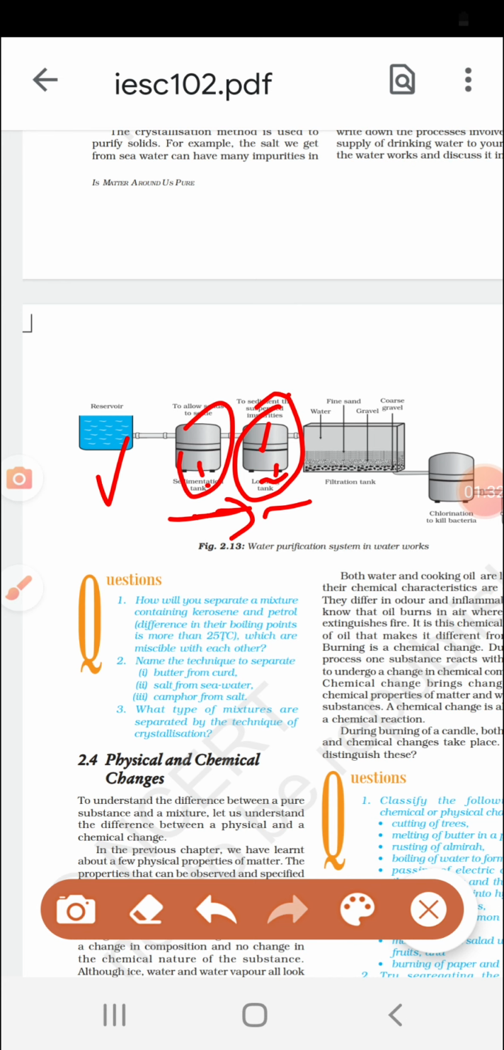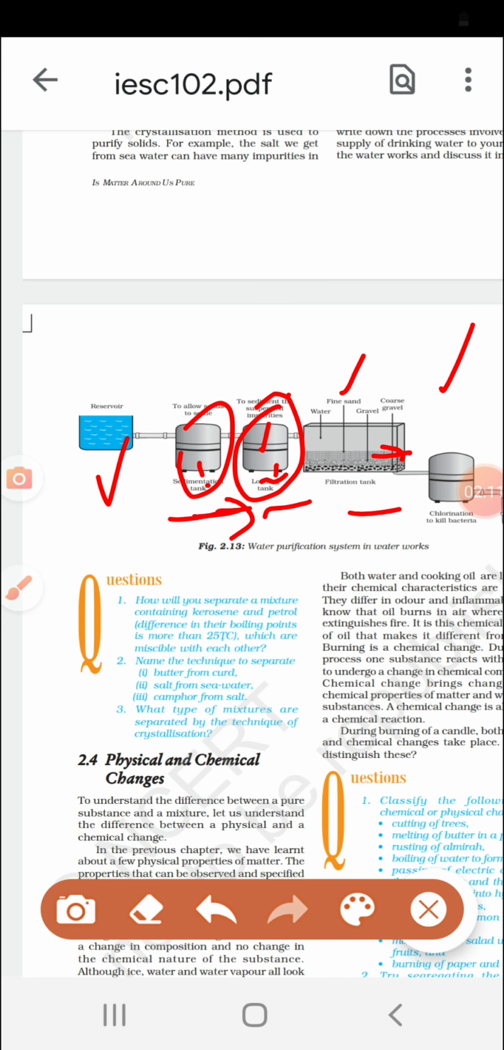Now this water moves into another tank. That tank is the filtration tank. This filtration tank has three different layers. First layer is of fine sand. This is the fine sand layer which is present at the top. Then the second layer is the coarse sand which is present in the middle, and the third layer is the gravel which is present at the bottom. So these three layers act as a filter. So when water passes through these different layers, even very small suspended particles get removed from the water.